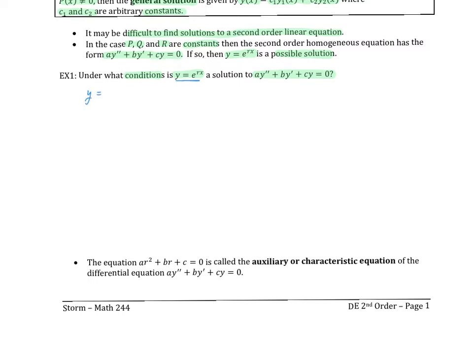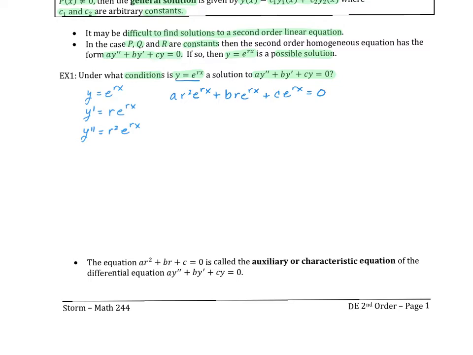So if y is equal to e to the rx, then the first derivative is r times e to the rx, and the second derivative is r squared e to the rx. I'm going to plug that into this equation. So it's a times the second derivative, r squared e to the rx, plus b times the first derivative, r e to the rx, plus c times our function y, e to the rx. And this equation is equal to 0.